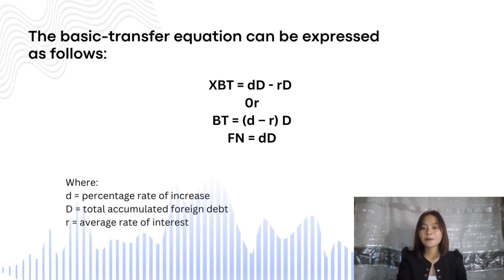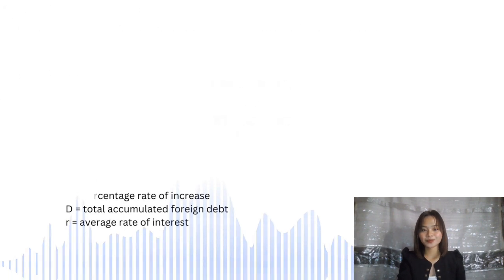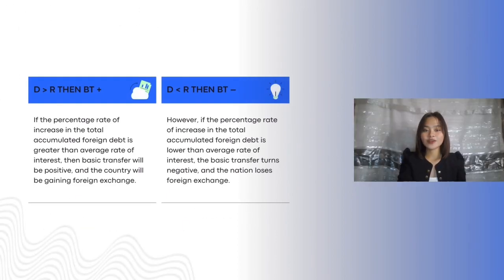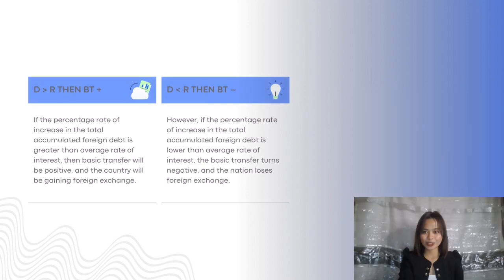Because interest must be paid each year on the accumulated debt, let R equal the average rate of interest so that RD measures the total annual interest payments. So if the percentage rate of increase in the total accumulated foreign debt is greater than the average rate of interest, then basic transfer will be positive and the country will be gaining foreign exchange. However, if the percentage rate of increase in the total accumulated foreign debt is lower than the average rate of interest, the basic transfer turns negative and the nation loses foreign exchange.